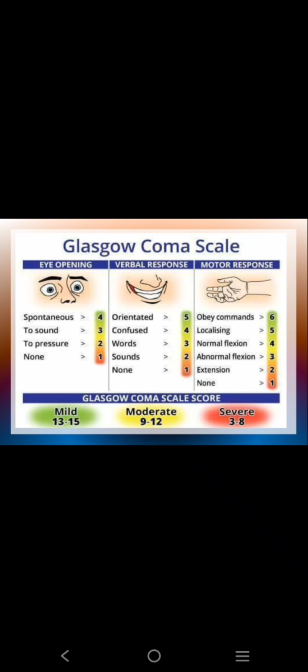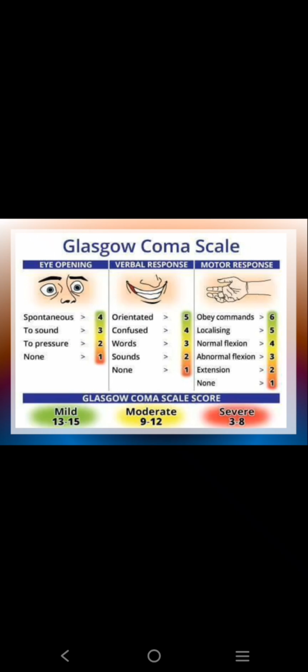Then to pressure, like we have discussed in consciousness, if we give pressure to any points and that person opens his eyes, then he comes under grade 2. And there is no response at all to any stimuli. There is no eye response at all to any type of stimuli. It comes under the none group, that is, he is only having 1 point for that.